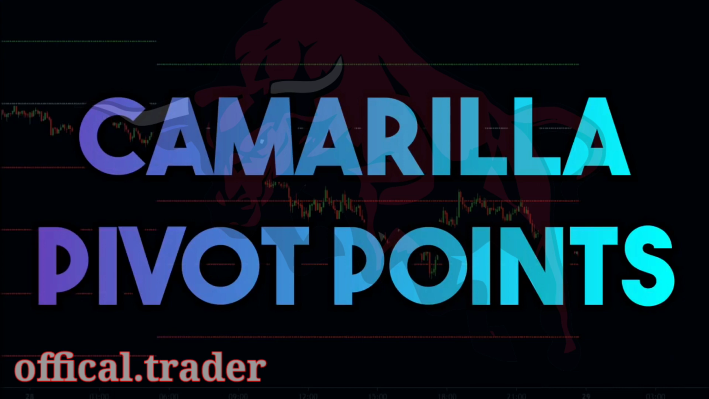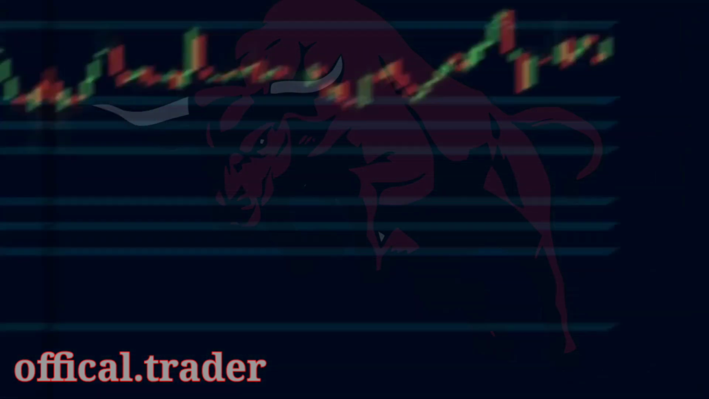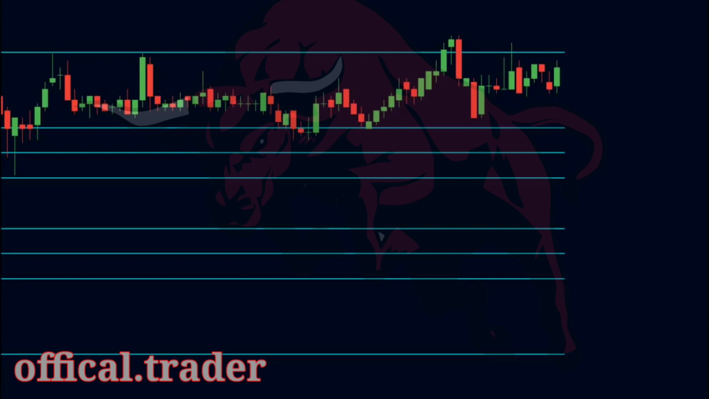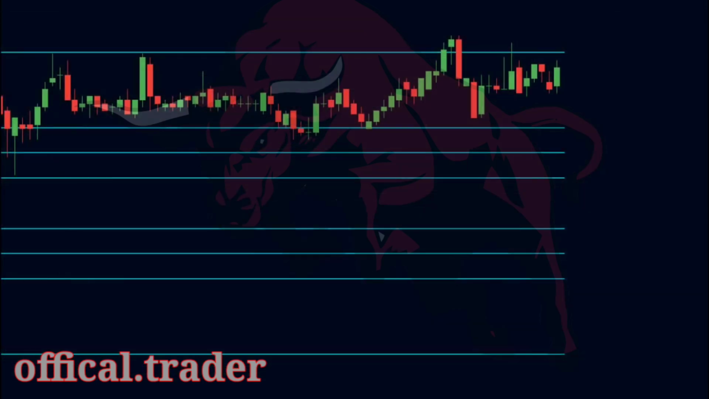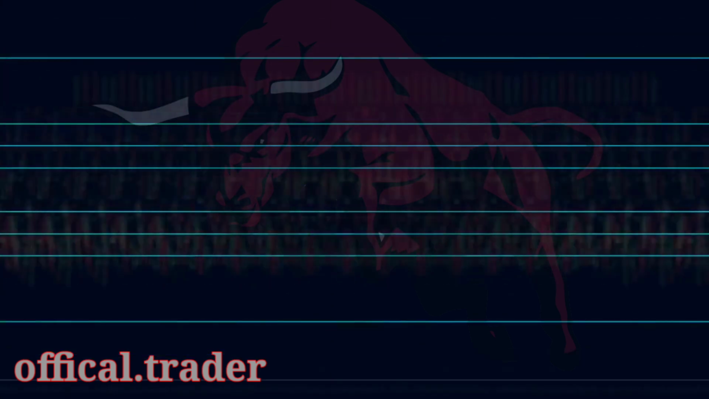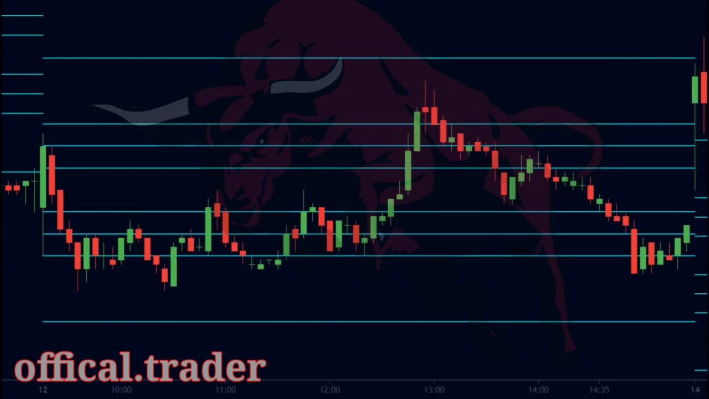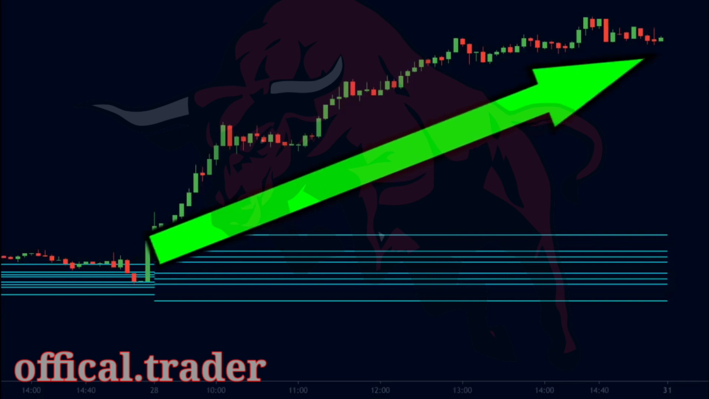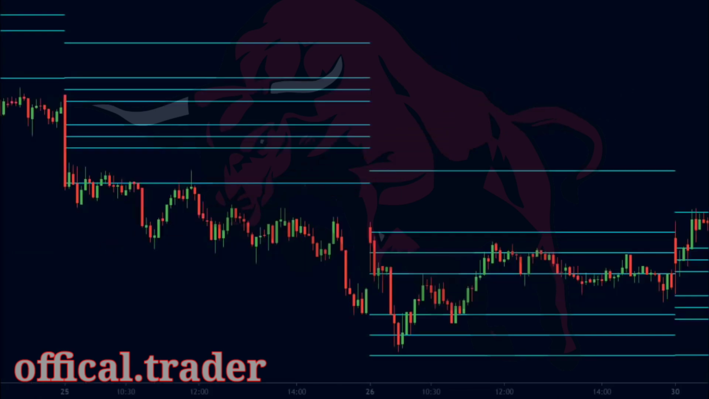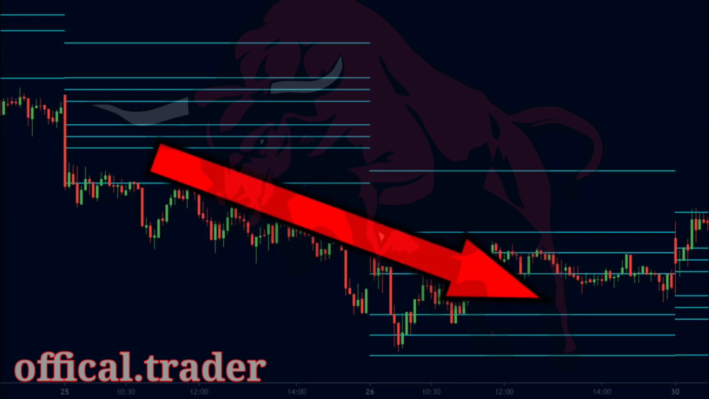But we will use the Camarilla pivot points for our trading. Camarilla pivot points are an extension to the regular pivot points. They consist of 4 resistance points and 4 support points. Camarilla pivots are a little bit different than the regular pivots, so their interpretation will also be different. When the price is between the R4 and the S4, the price will be considered to be in a range. On the other hand, when the price breaks above the R4, it will be considered to be in an uptrend. Similarly, when the price breaks below the S4, we will consider the price to be in a downtrend.